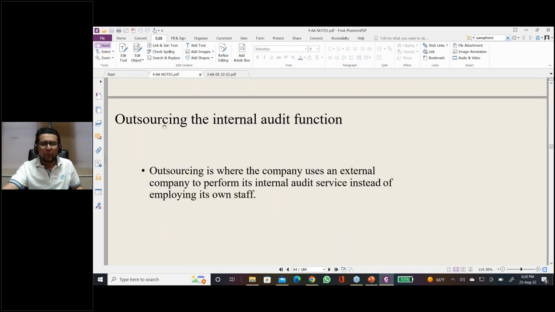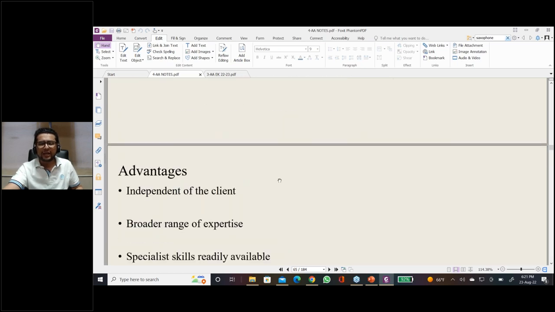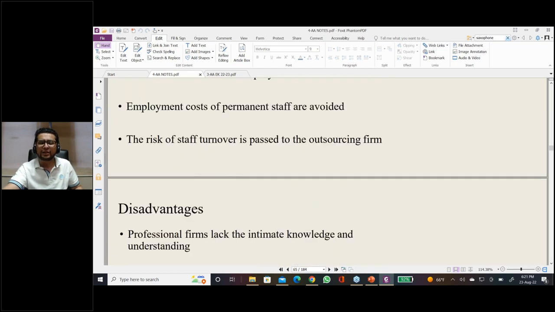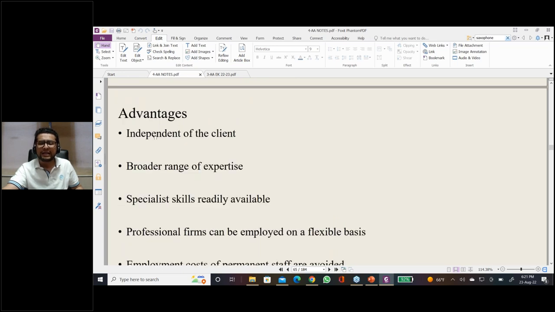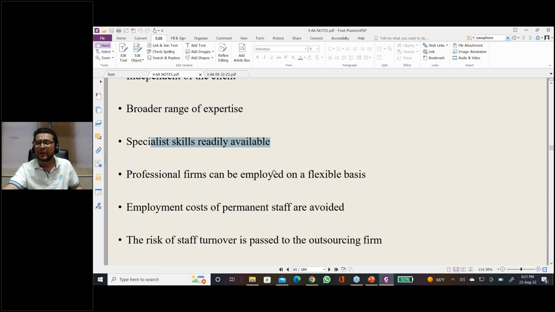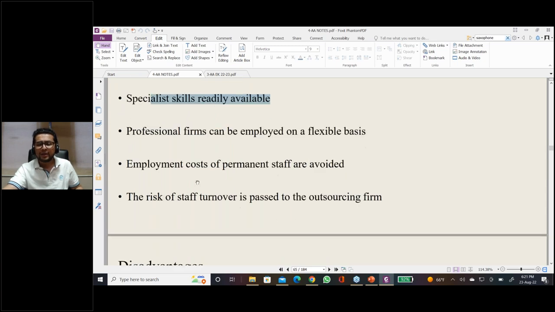Okay, well, there is a fantastic idea which is ruling all over the world right now, and that is you could outsource your internal audit function. Well, there are advantages and disadvantages of outsourcing the internal audit department. For example, the independence of the internal audit department would improve. Maybe more skills would be available with that third party. Maybe the risk of staff turnover could be passed on to that firm.